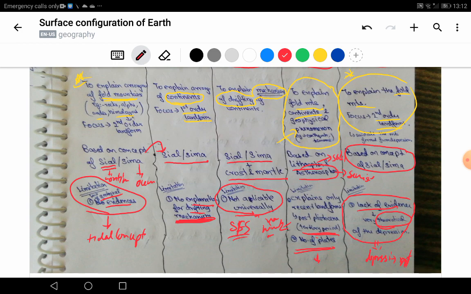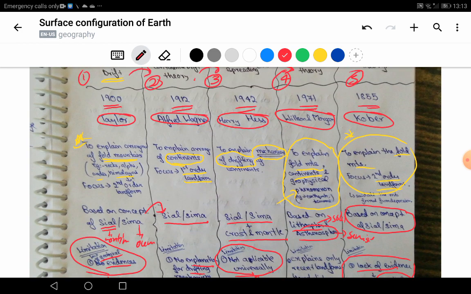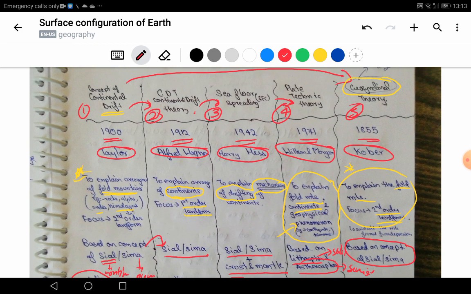If you have some information regarding the surface configuration, what the different theories were based on, what the main objectives were, and what the limitations were, then for writing an answer in that format, you can write something. If a 10 mark question comes, you can write. If you don't remember, just remembering this chart also, you can write something about them.